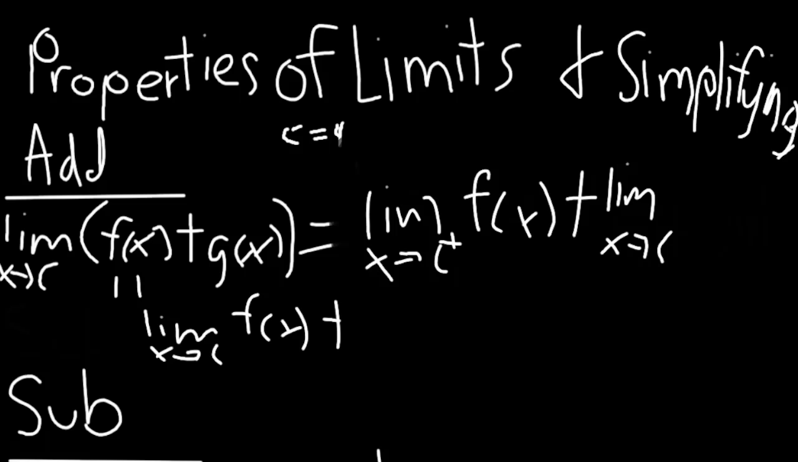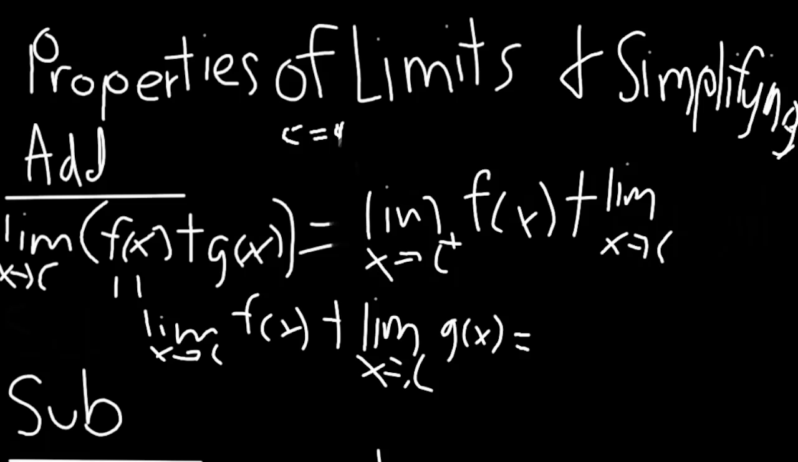It's the same thing as the limit as x approaches c of f of x plus the limit as x approaches c of g of x. So when you're doing an addition, this is what you have to turn it into. You have to find the individual limit of each function first. This only works if the limits actually exist. So let's just say in this first situation they do exist.